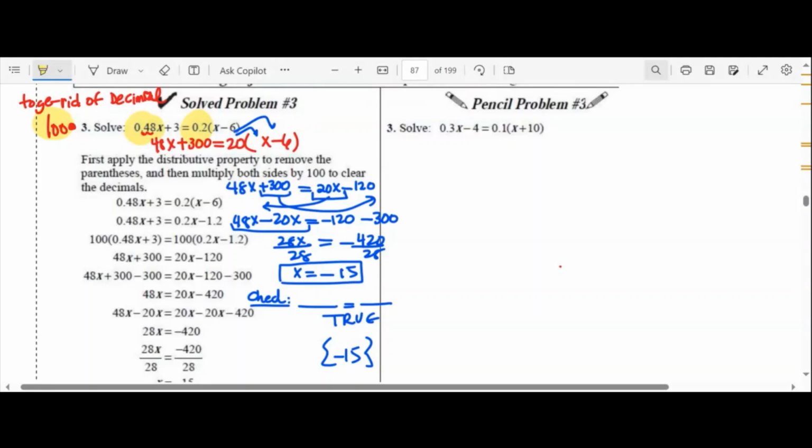Okay. Yalla, can you do this, guys, on the right side?